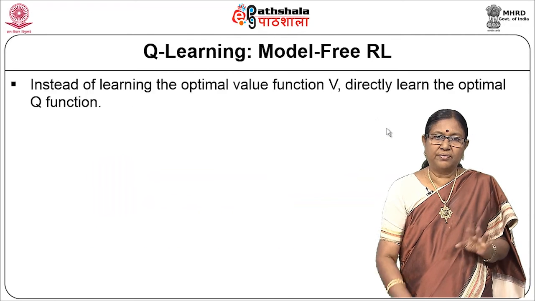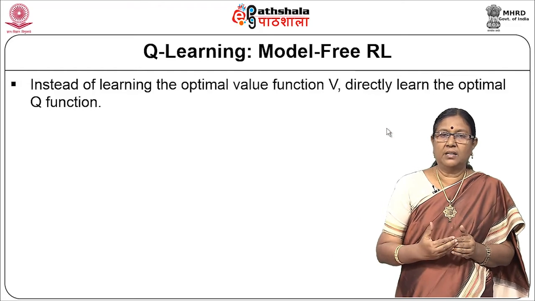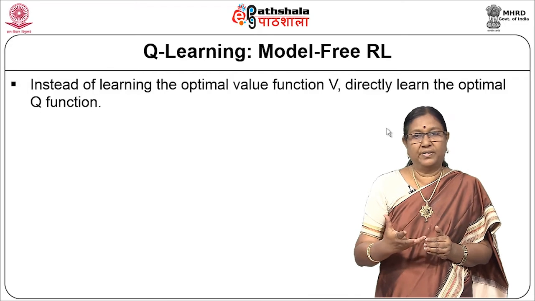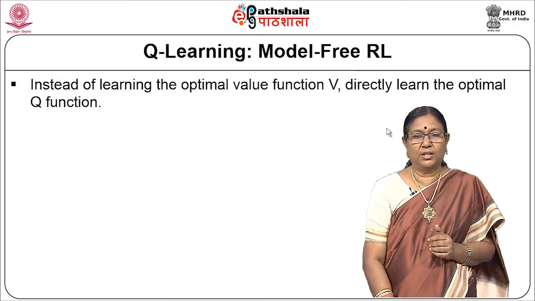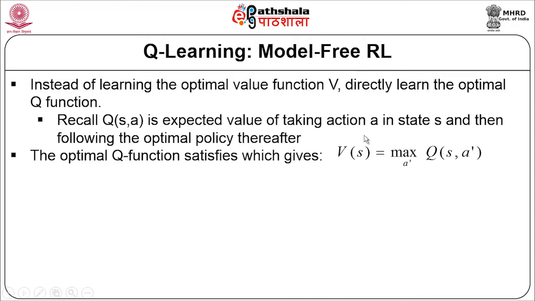So, for model free reinforcement learning, instead of learning the optimal value function, we do not bother about the value of each state, we directly learn the optimal Q function, that is the action that you have to take. So, recall Q of S comma A is the expected value of taking action A in state S, which is exactly the policy we want, and then following the optimal policy thereafter. So, the optimal Q function satisfies V of S equal to the maximum over A dash, the action that you have to take from the state S.